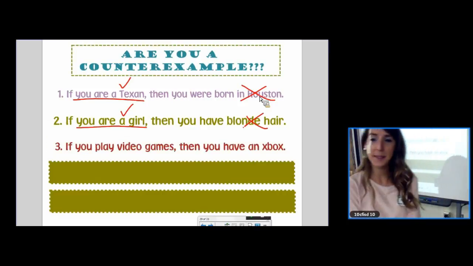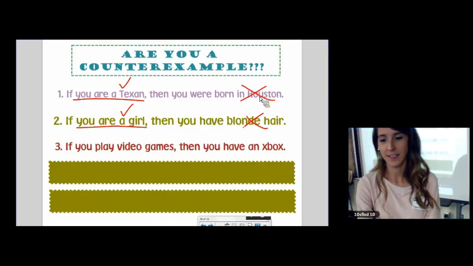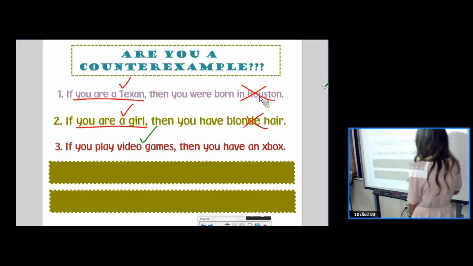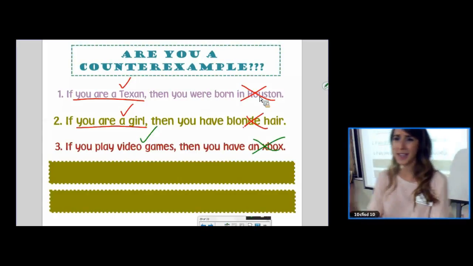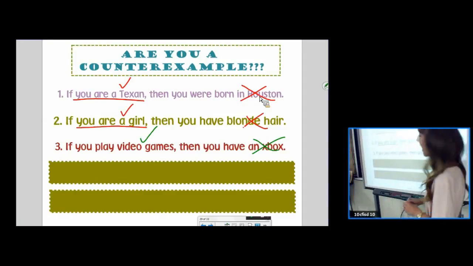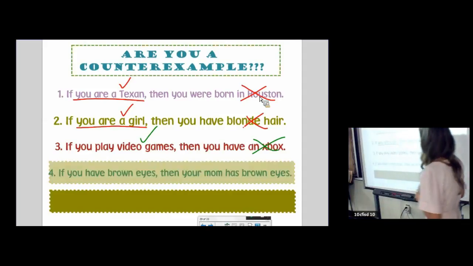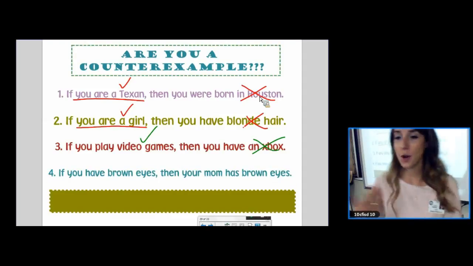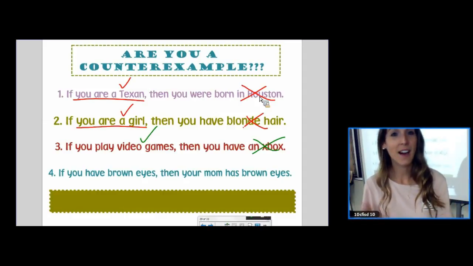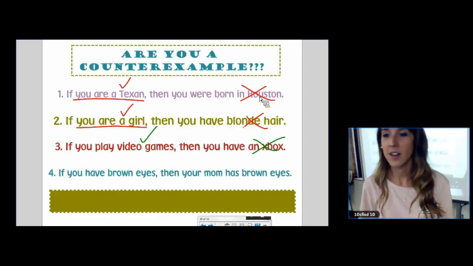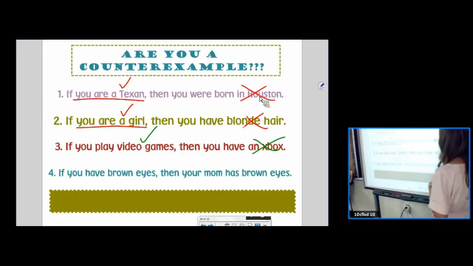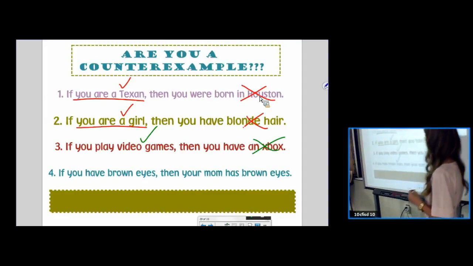If you play video games, then you have an Xbox. So you would be raising your hand if you love video games, but you just don't even own an Xbox. Use a PlayStation. You play them on your cell phone. Play it on a PC. Yeah. If you have brown eyes, then your mom has brown eyes. Sometimes we have the same eye color as our parents. Sometimes we don't. So you would raise your hand if your eyes are brown, but your mom's eyes are green or blue or hazel.